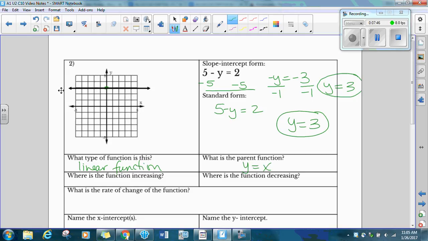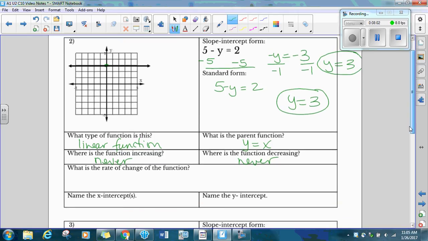Where is the function increasing? This graph goes straight across. So will it ever be increasing? No, never. Where's it decreasing? Is my graph ever going to go slope downward? Nope, never. And we'll go to more formal language on that a little bit later.